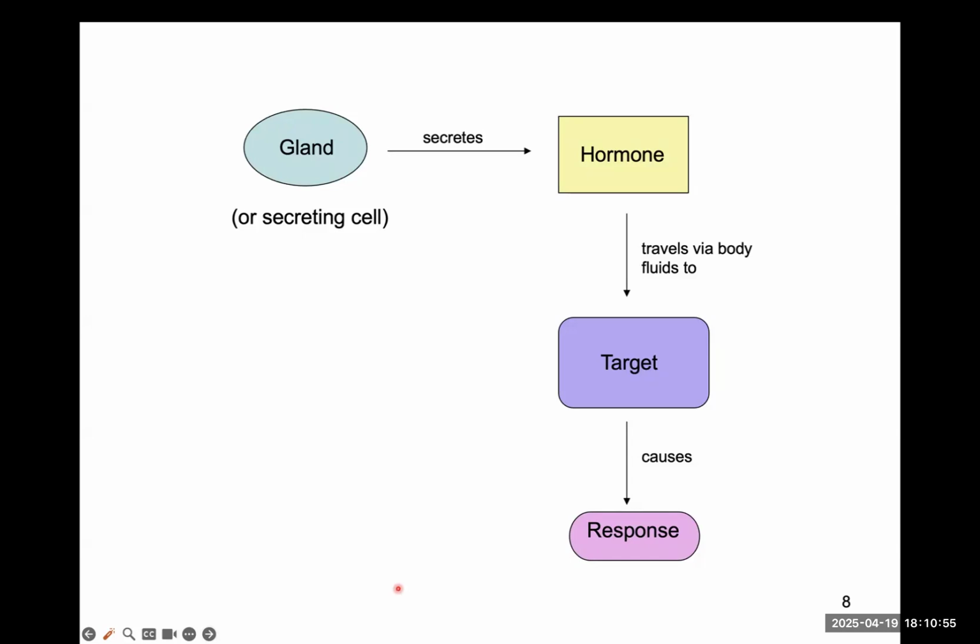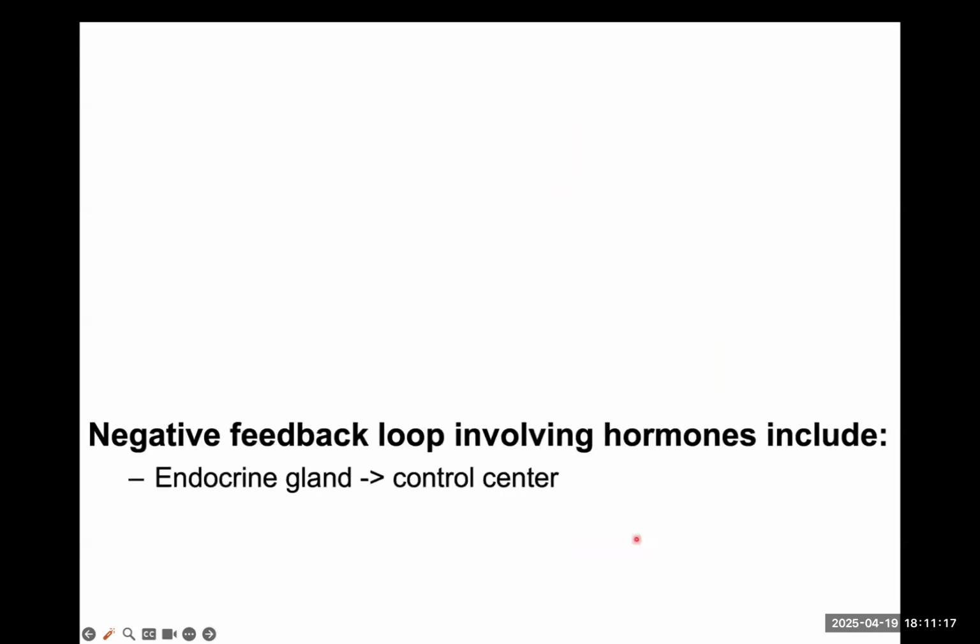So if we are talking about insulin being released, it's going to take care of the blood sugar in your blood, and it's going to go to the liver, where there's a target cell that's going to respond to it. Most of the hormones in the endocrine system work using a negative feedback loop.